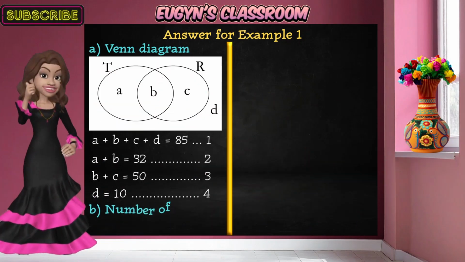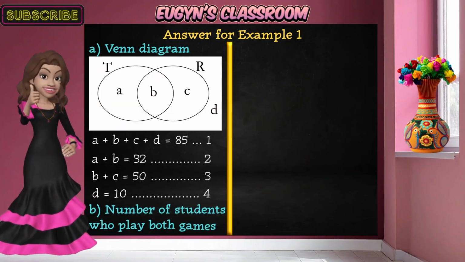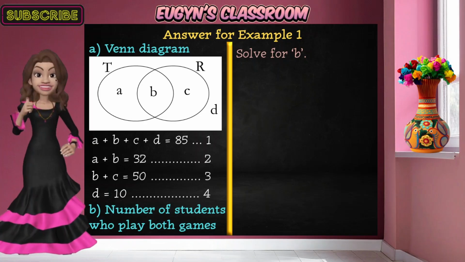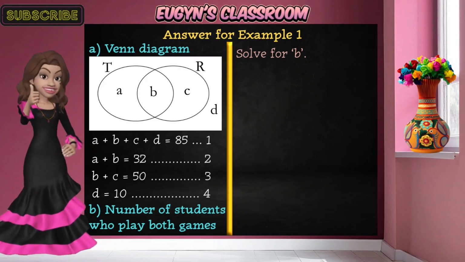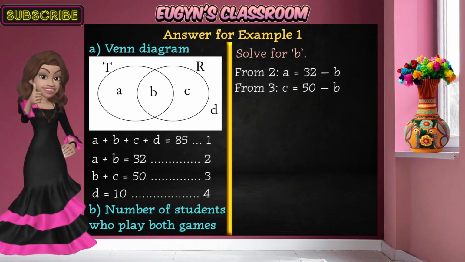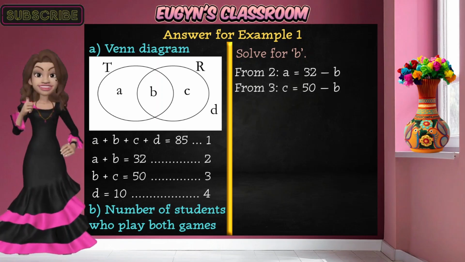Then in part B, we are told to get the number of students who play both games. That is represented by letter B in the Venn diagram. To solve for B, we can use equation 1. To do that, we need to express A and C in terms of B. We can do that using equation 2, whereby we can express A as 32 minus B, and then from equation 3, we can express C as 50 minus B.